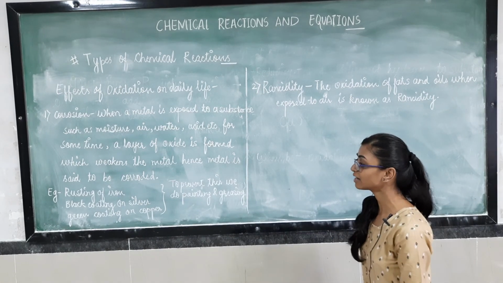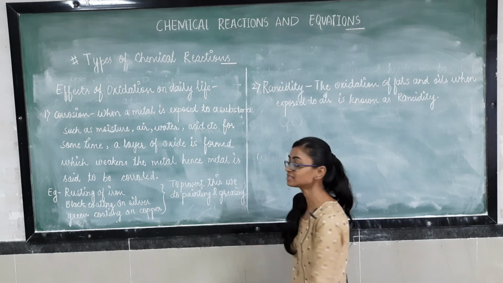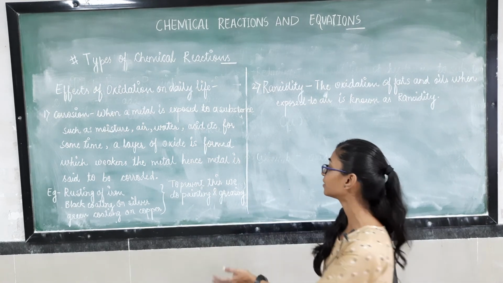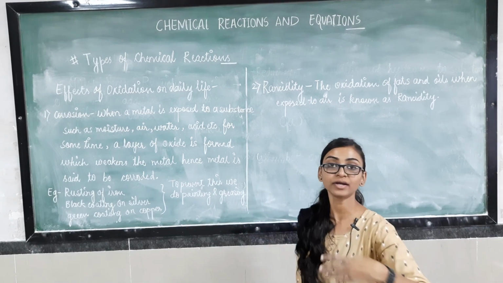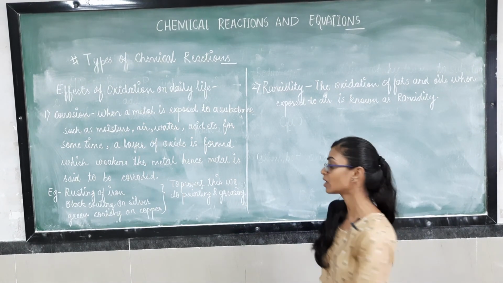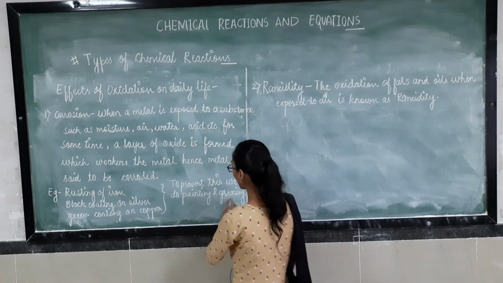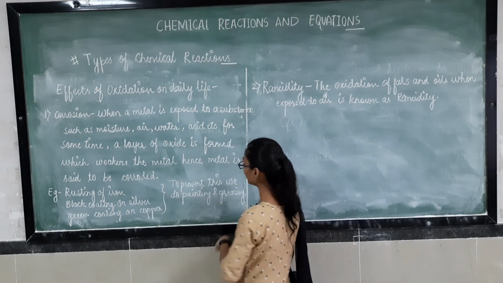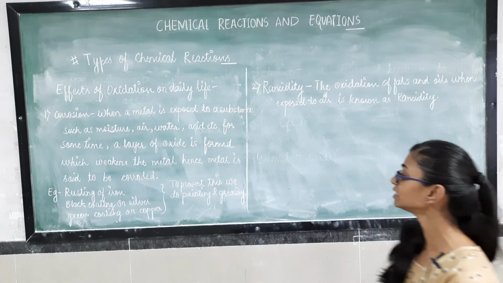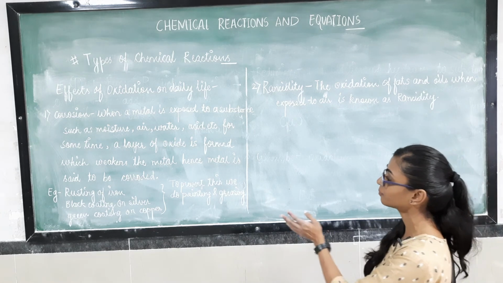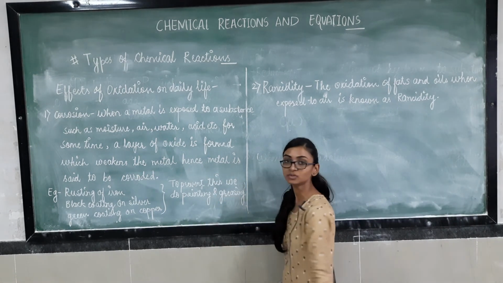So how can we prevent all these effects of oxidation? We have to prevent this, and for preventing, what do we do? We do painting. When we paint that iron, it does not get rusted. So to prevent the rusting of iron, we do painting, and along with painting we can do greasing. So to prevent this oxidation, to prevent this corrosion, we do painting and greasing of the metal.